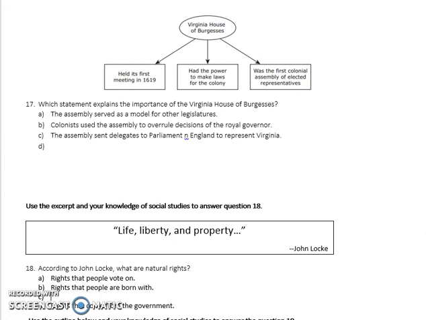Number 17. Which statement explains the importance of the Virginia House of Burgesses? A. The Assembly served as a model for other legislatures. B. Colonists used the Assembly to overrule decisions of the royal governor. C. The Assembly sent delegates to Parliament in England to represent Virginia.